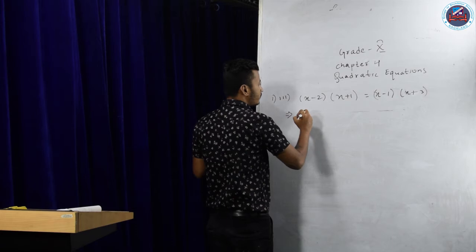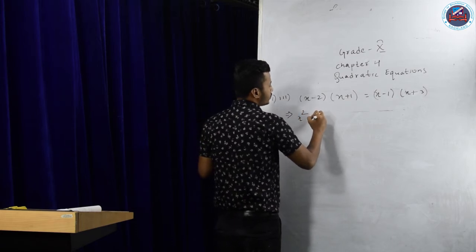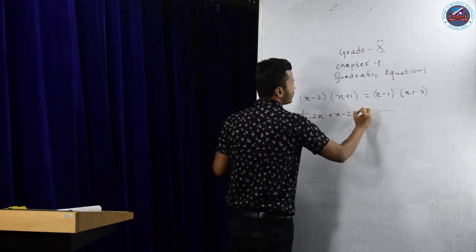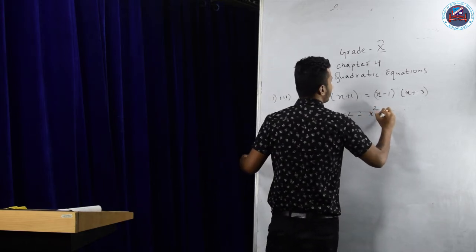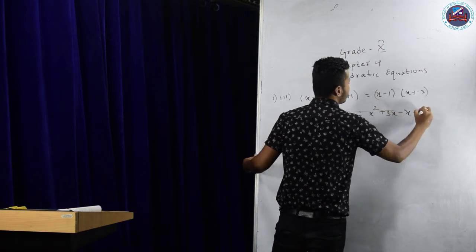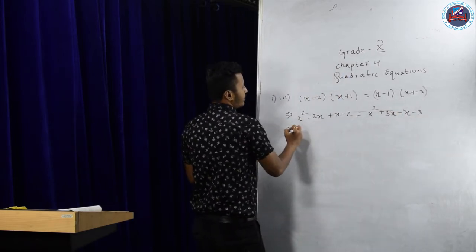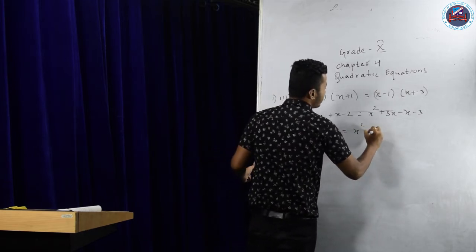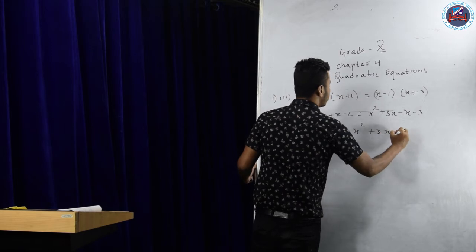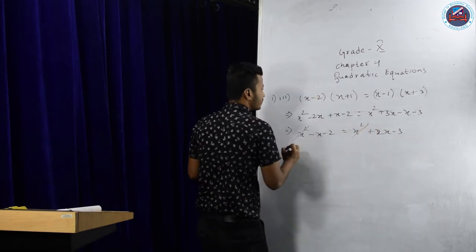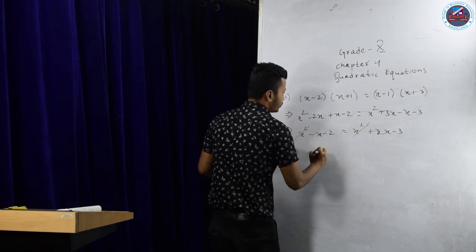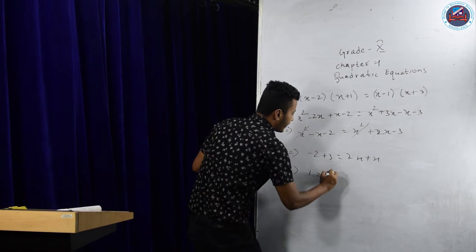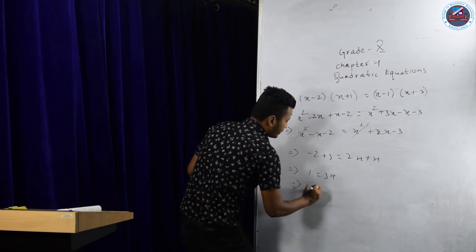So x minus 2 times x plus 1, what will it become? x square minus 2x plus x minus 2 equals to x square plus 3x minus x minus 3. This equation becomes x square minus x minus 2 equals to x square plus 2x minus 3. Cut, cut. So the final equation is minus 2 plus 3 equals to 2x plus x. 1 equals to 3x. Or you can write this as 3x minus 1.